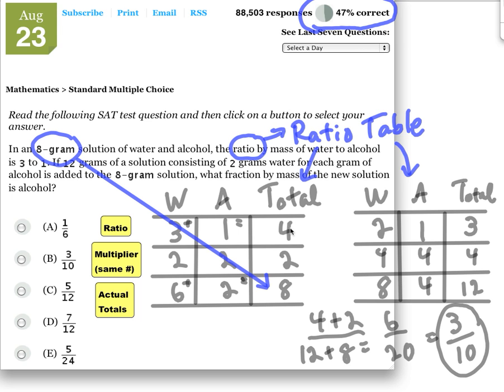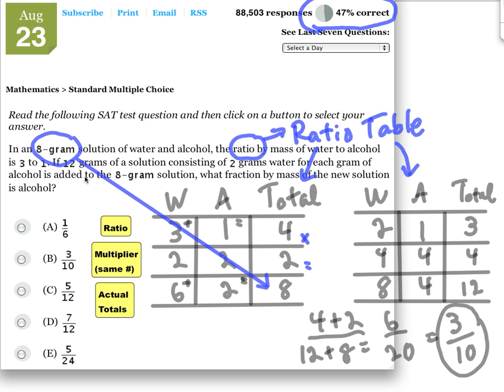So if I draw in 8 here, so far I have 3, 1, 4, and 8, right? And then I realize that if this is 4 and this is 8, well, 4 times 2 equals 8. So the multiplier, since it has to be the same number, is now 2. So I put 2 in all the way across this row. So 4 times 2 is 8, 1 times 2 is 2, 3 times 2 is 6. So the actual totals are 6, 2, and 8. Okay, so that's the first part. Now we have the second part.